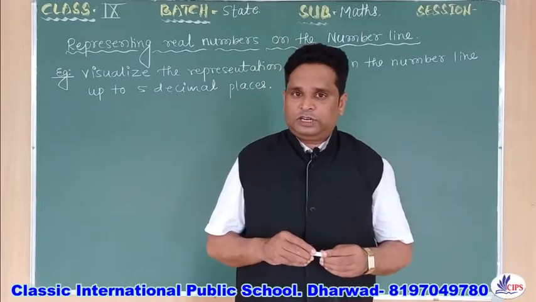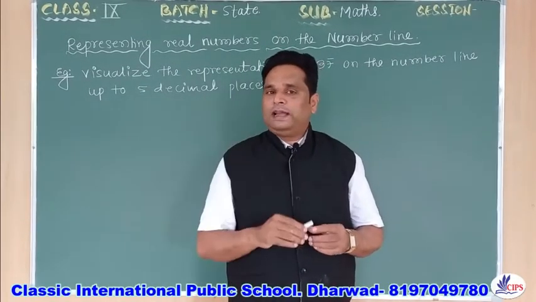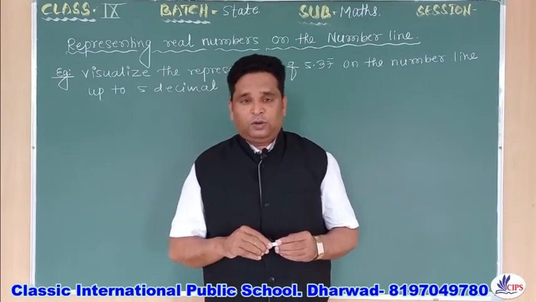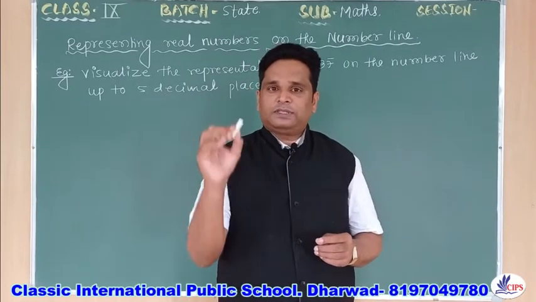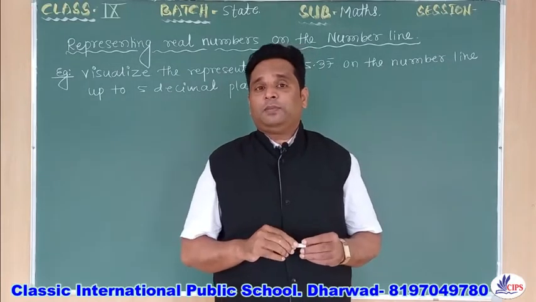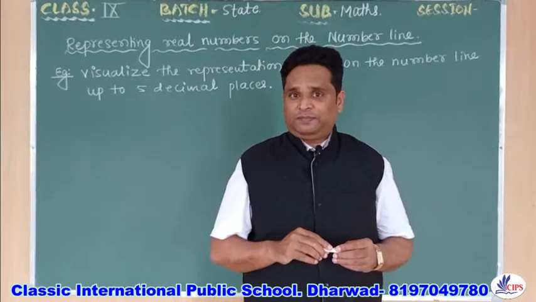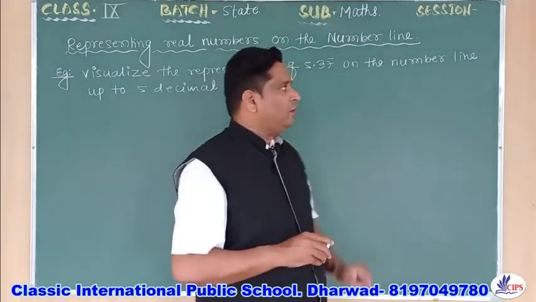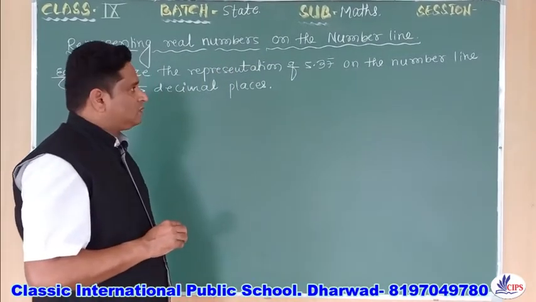There is a process, children. We can represent the real numbers on the number line using a magnifying glass, known as successive magnification. We can represent the real numbers on the number line by the process of successive magnification using a magnifying glass, right? Now I'll take one example and I'll show you how to represent this on the number line.